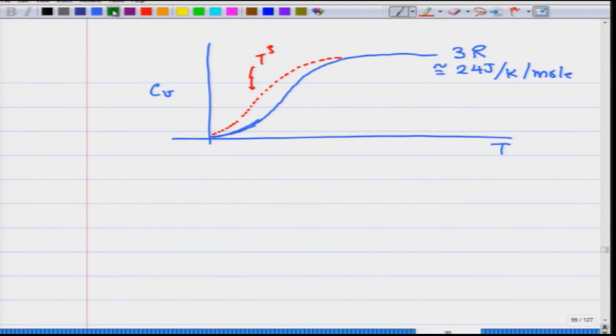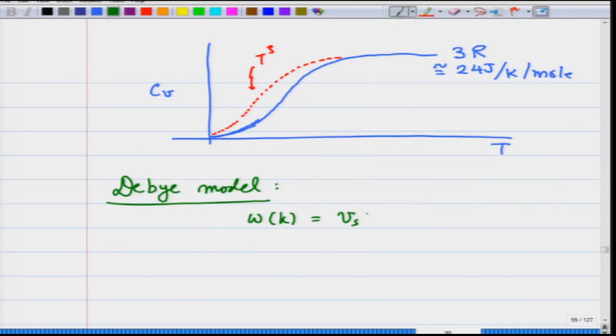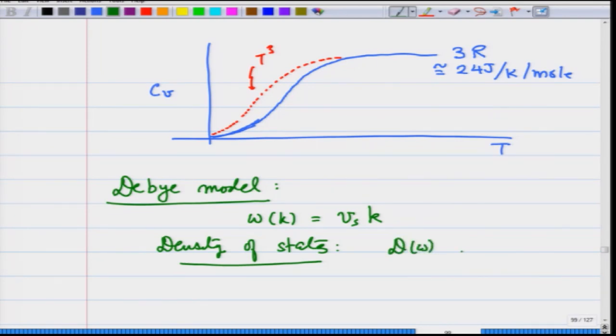So, next we are going to discuss now is Debye model. So, remember in Debye model, what we have is omega k is equal to velocity of sound times k. Density of states I am going to calculate now, again it does not hurt if I just repeat myself, is d omega, which is calculated through counting the number of states in k space. So, let me just do it quickly.